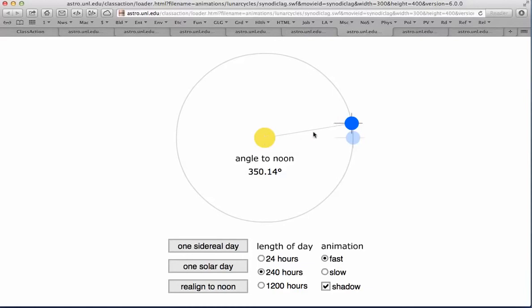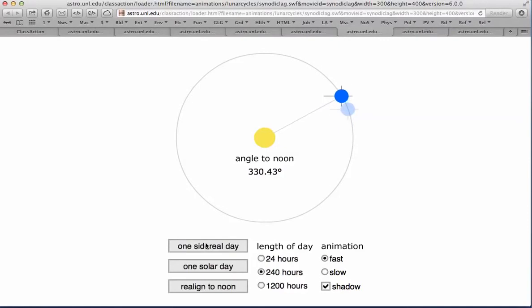But is the sun overhead again? No, it's not. Why? Because we've moved about 1 degree around the sun. What has to happen then? We have to rotate another, almost 1 degree to get back in line with the sun. Now, yes, that was actually about 10 days worth of motion, but you get the idea. We're going to reset this. Now let's do one more.